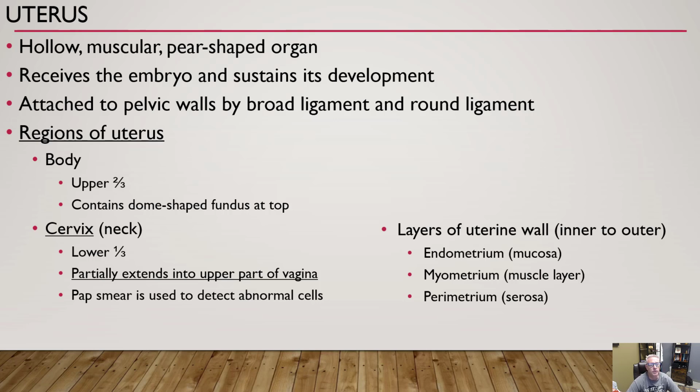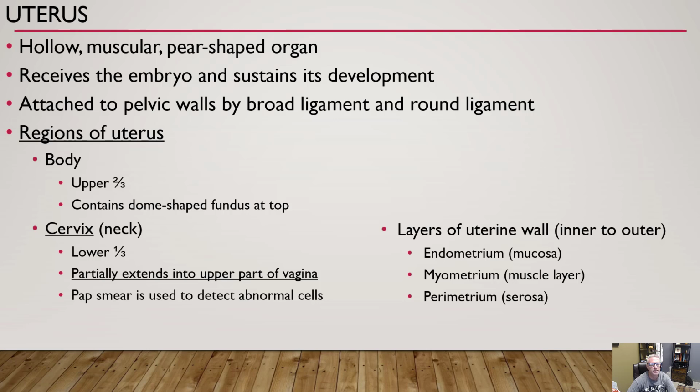All right, the uterus itself is a hollow organ that receives the embryo and sustains development. Once fertilized, the embryo should attach to the uterus, but the uterus itself is attached to the pelvic wall by the broad ligament and the round ligament. Remember that the broad ligament also holds the ovary in place.